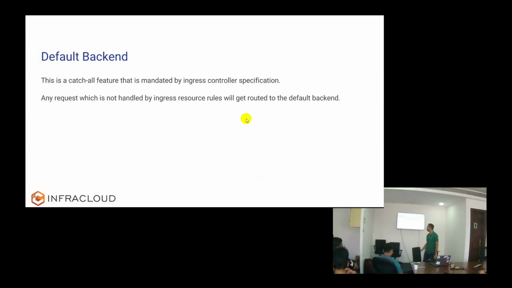And there's one more thing in the Ingress system which is called the default backend. The default backend is a kind of catch-all scenario where anything that cannot be handled by the Ingress controller will be sent to a default backend. So if any request comes and there are no rules to handle it, where do you send it? You send it to the default backend, and this is part of the Ingress controller specification that every Ingress controller would have to implement.